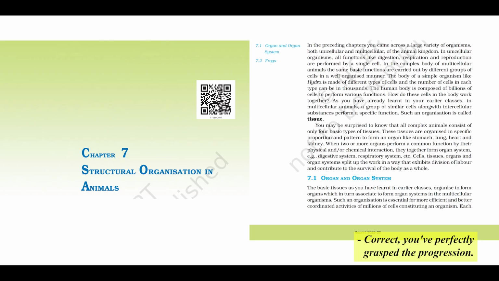Correct. You've perfectly grasped the progression. When two or more organs collaborate, performing a common function through their physical or chemical interaction, they collectively form an organ system. Think of the classic examples you're already familiar with from your textbooks, the digestive system, for instance. Organs like the stomach, intestines, liver, and pancreas work in a coordinated sequence to process food, extract nutrients, and eliminate waste. Or the respiratory system, with the lungs, trachea, and bronchi, facilitating the vital exchange of gases like oxygen and carbon dioxide.